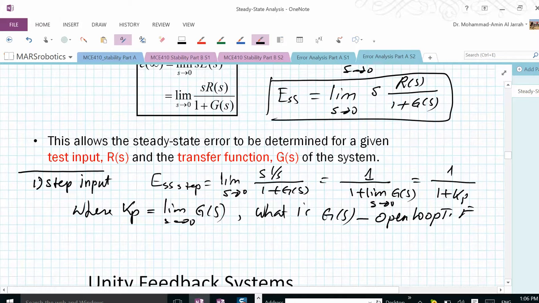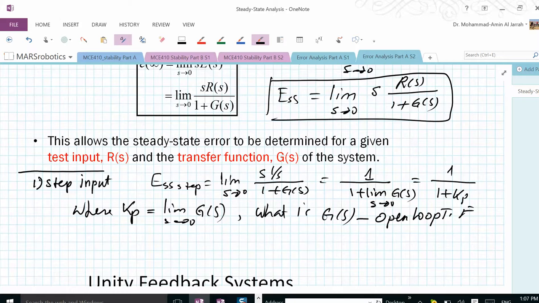So, in order to have the error 0, Kp should be what? Infinity, right? It should go to infinity. And since Kp equals the limit as s goes to 0 of G of s, we should be able to factor out of G of s a 1 over s. If we can factor 1 over s from G of s, then as s goes to 0, this whole thing will go to infinity, and we will have the system error go to 0.